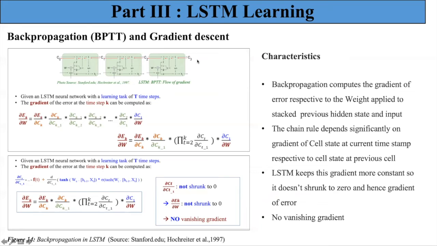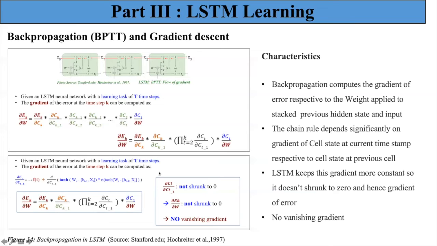But as you can see, the back propagation happens on the cell state level, not at individual gates. And the gradient of error to the weights which are applied to the input and the hidden state, using the chain rule, you can see that the gradient heavily depends on the gradient of the current cell state to its previous cell state. And the cell state doesn't really change a lot. The LSTM keeps it mainly constant.